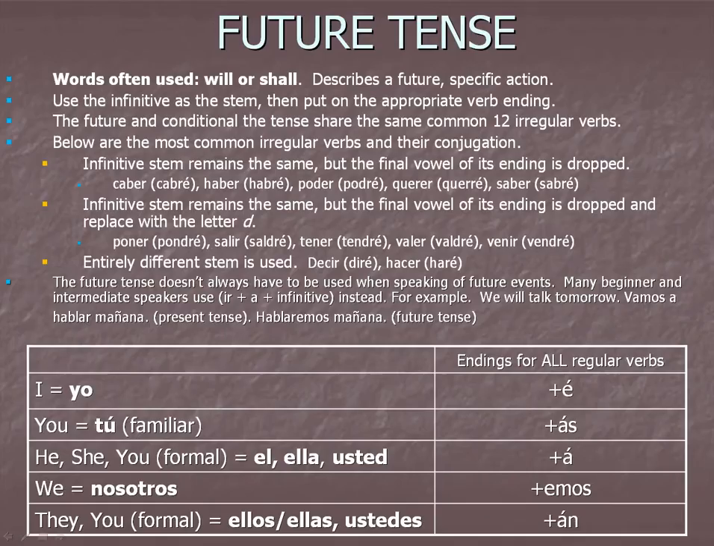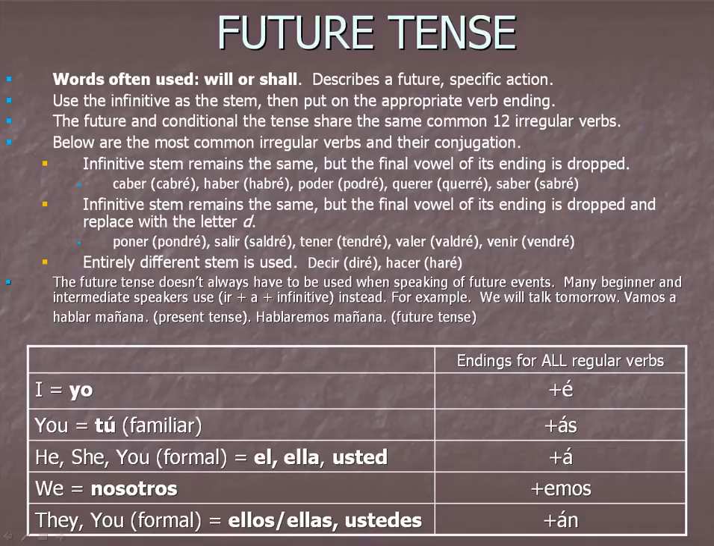Future tense. The future tense is used to describe a future specific action. You will see will or shall in the sentence. The future tense is different from the present and preterite in several ways. First of all, it doesn't matter if it ends in AR, ER, or IR. The verb endings are the same for all 3 in the future tense.